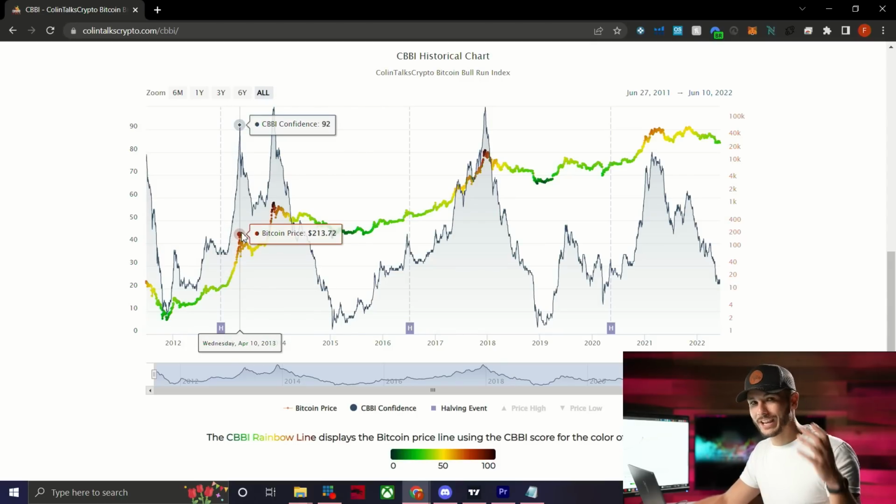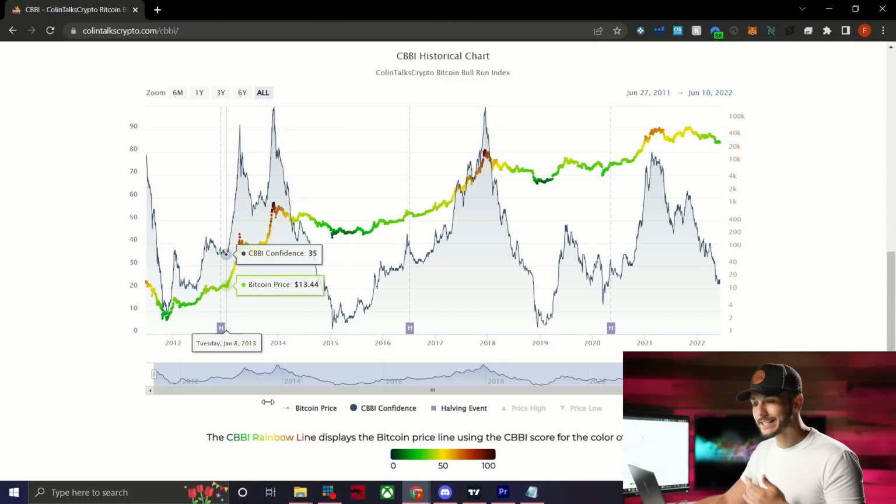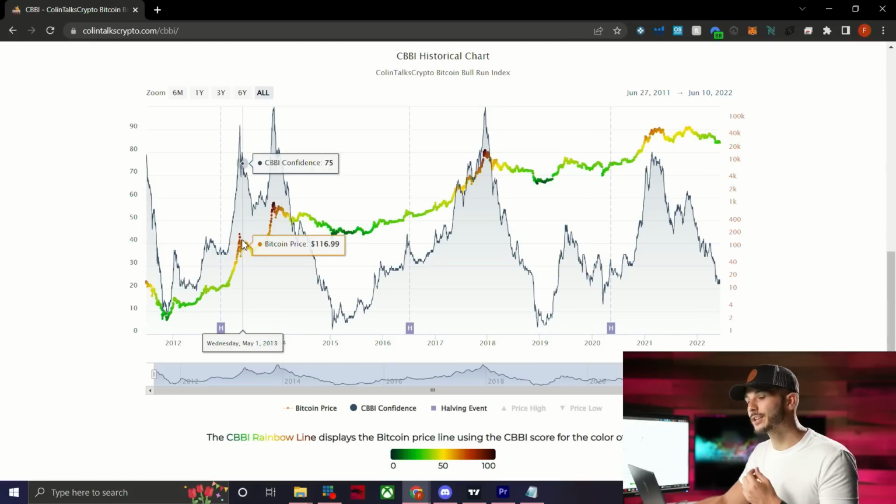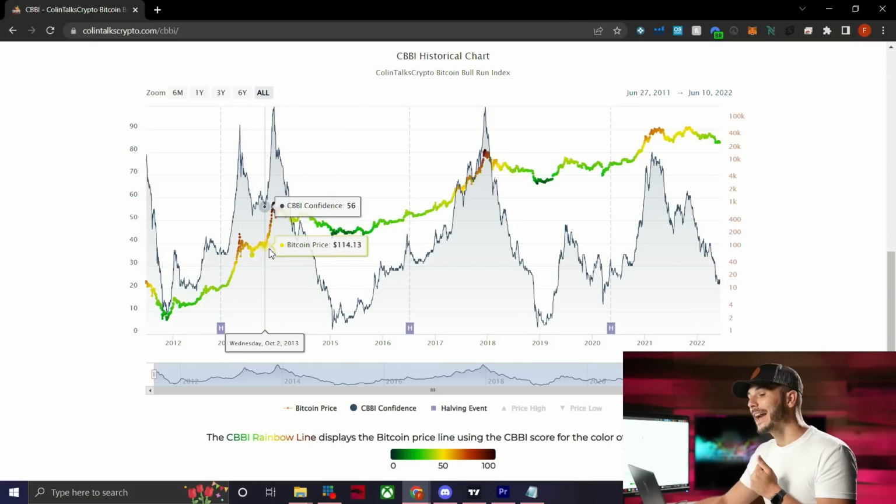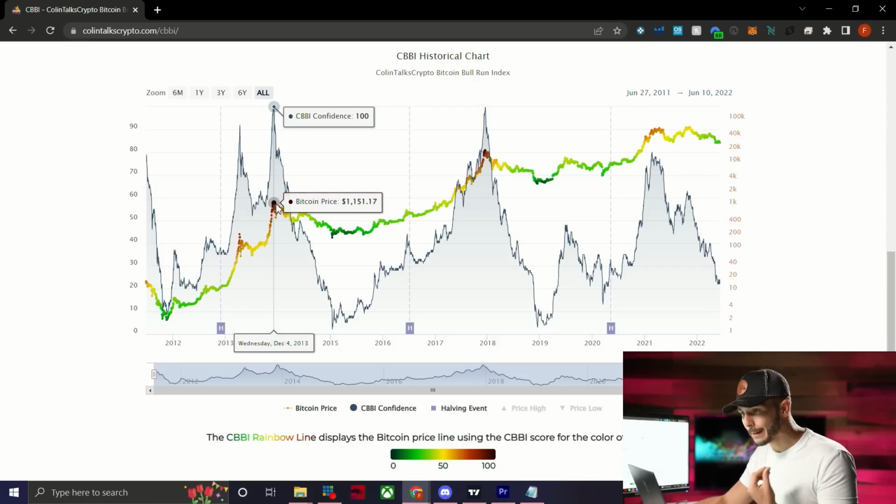And as you guys know, in 2013, we did get a double top in that cycle. So our first top peaked out at a 92. We came down, and you can see, I love that this is color coded. You see it goes all the way into the red, and then as we come down, it comes into the yellow. And then we came up for our second top here, topping out at 100, indicating that we were at the top. It called it perfectly.